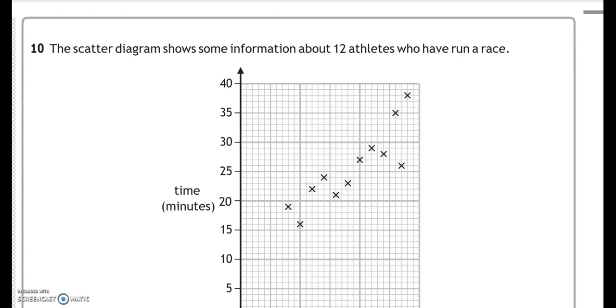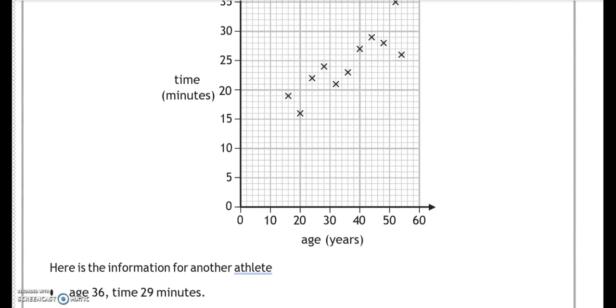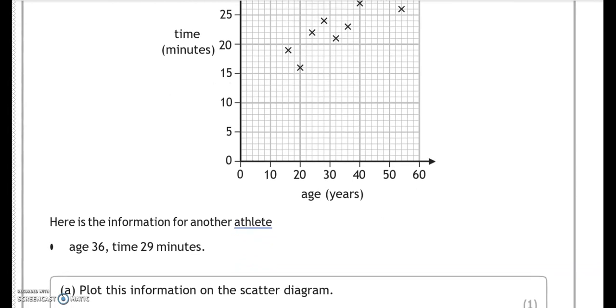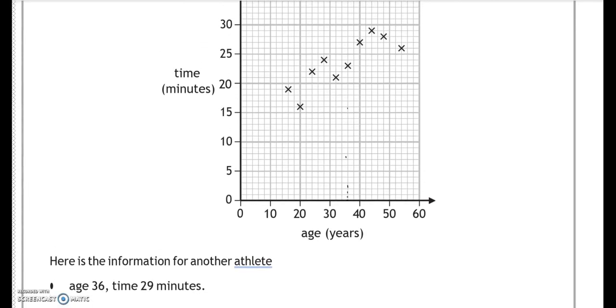The scatter diagram shows some information about 12 athletes who have run a race. Here is information for another athlete, age 36, time 29 minutes. Plot this information on the scatter diagram. So age 36 and time 29. So that should be here.